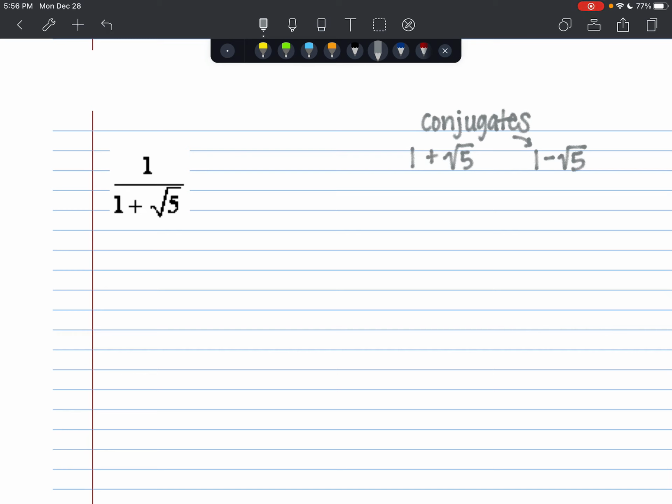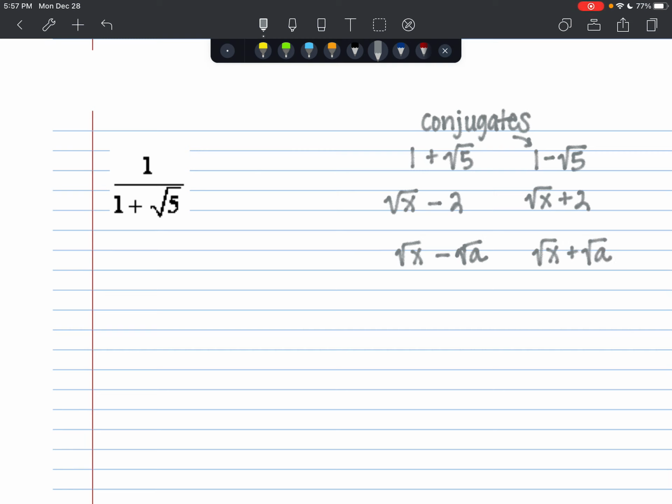So I'm going to just give you a few examples. The square root of x minus 2 is the binomial. The conjugate is the square root of x plus 2. The square root of x minus the square root of a is the binomial. The square root of x plus the square root of a is its conjugate.